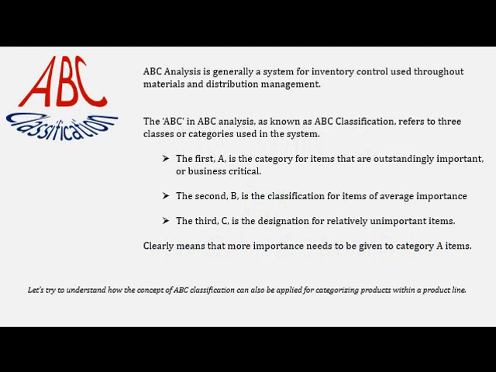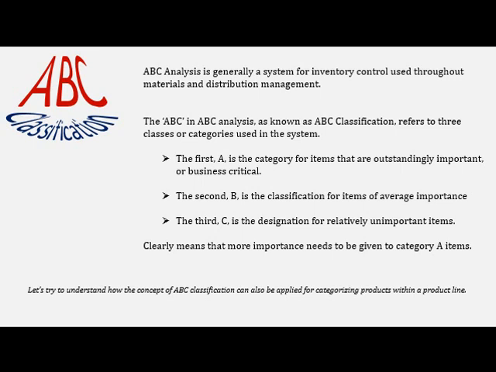ABC analysis is generally a system for inventory control used throughout materials and distribution management. The ABC analysis, also known as ABC classification, refers to three classes or categories used in the system. The first, A, is the category for items that are outstandingly important, or business critical. The second, B, is the classification for items of average importance. The third, C, is the designation for relatively unimportant items. Clearly, this means that more importance needs to be given to Category A items.